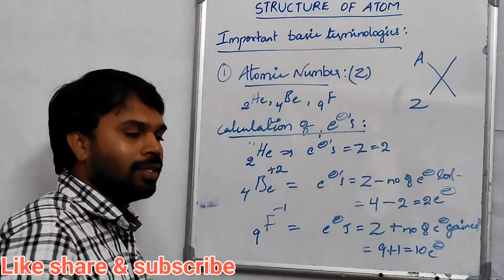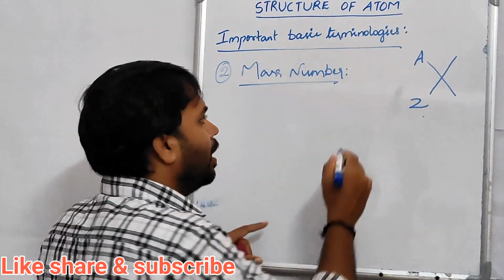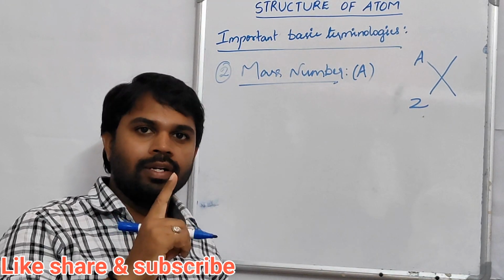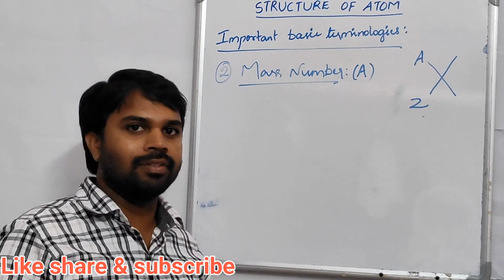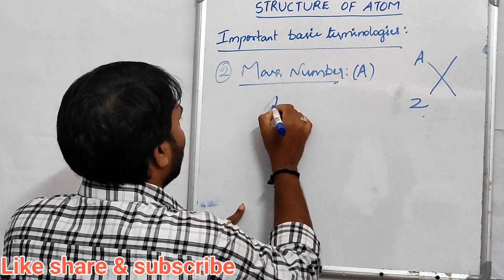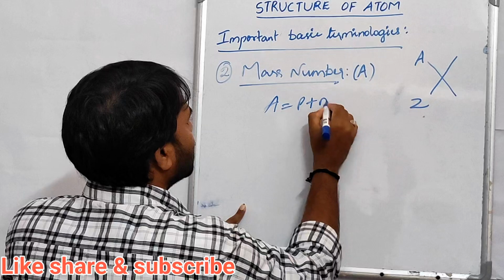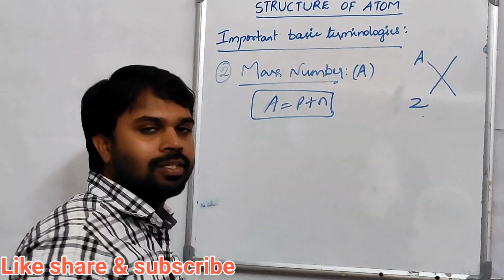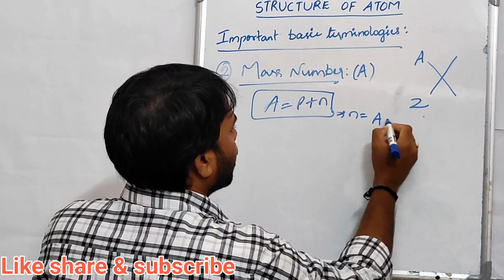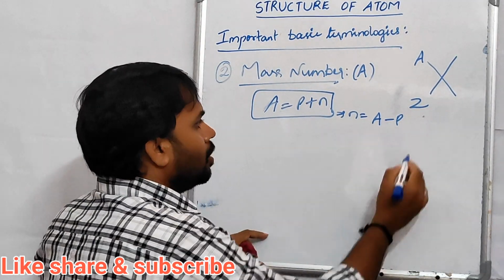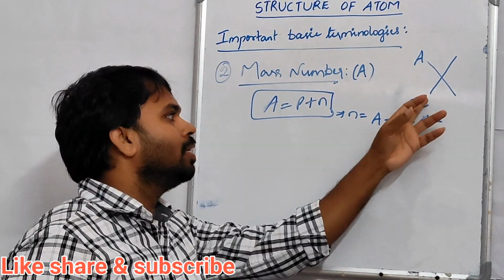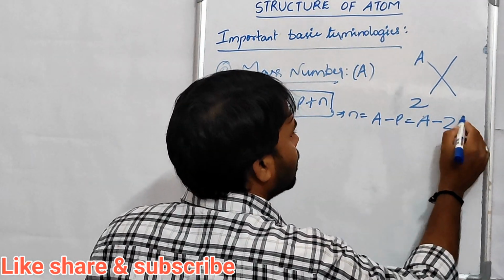Now come to the mass number. It is represented with A. The mass of one atom of an element is called mass number. It is equal to the sum of neutrons plus protons. That is mass number equals sum of protons plus neutrons. From this, we can calculate number of neutrons. That is neutrons equals mass number minus protons. We know that number of protons always equals the atomic number, that is Z.